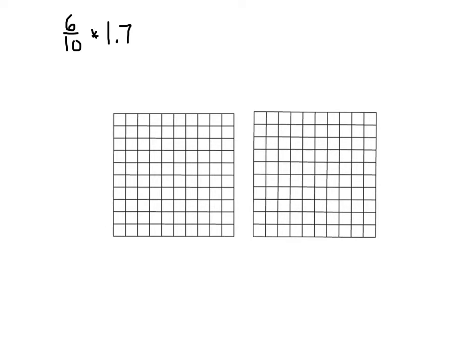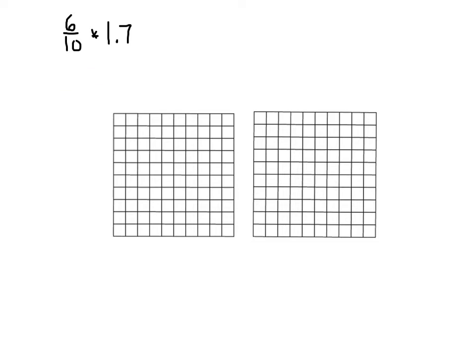So I have this problem up here, 6/10 times 1 7/10. And I want to recognize that I can write 6/10 as a decimal like this. And I can write 1 7/10 as a mixed number like this. Doesn't really matter. Just a different way to express the same thing.